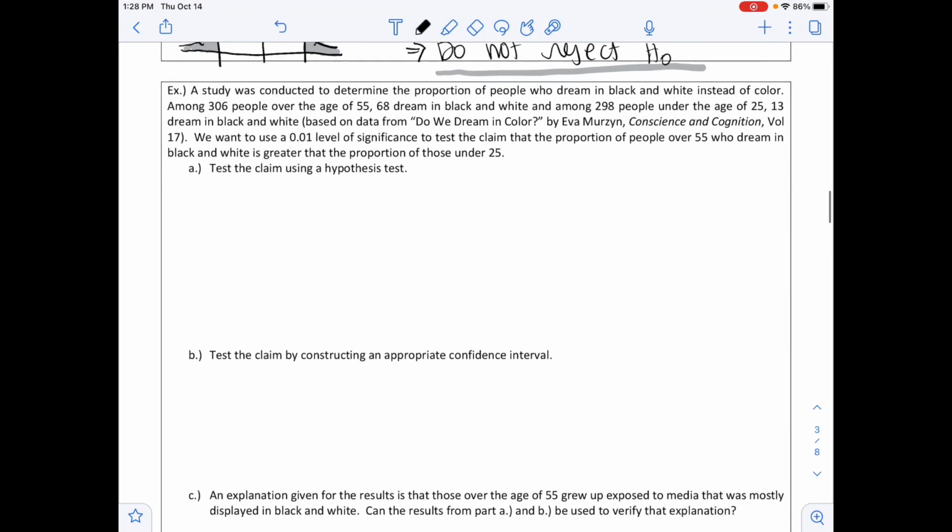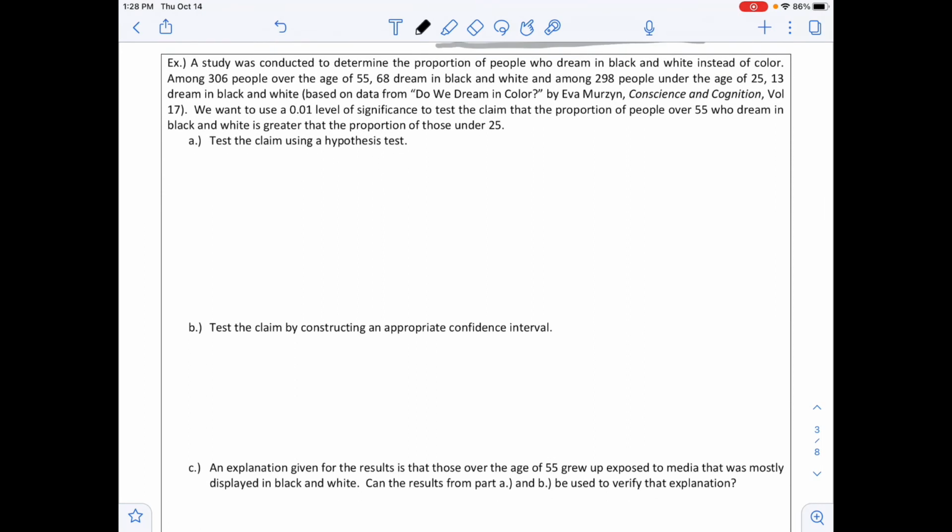The example right below this says, a study was conducted to determine the proportion of people who dream in black and white instead of color. Among 306 people over the age of 55, 68 dreamt in black and white, and among 298 people under the age of 25, 13 dreamt in black and white, based on data from Do We Dream in Color. The article is written there, so you can look that up if you want. We want to use an 0.01 significance level to test the claim that the proportion of people over 55 who dream in black and white is greater than the proportion of those under 25.